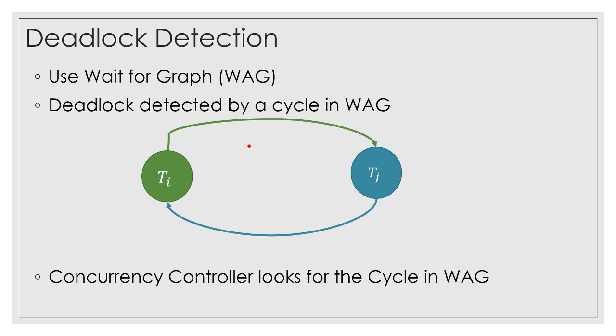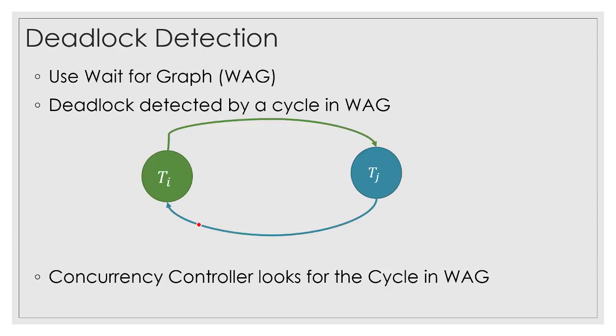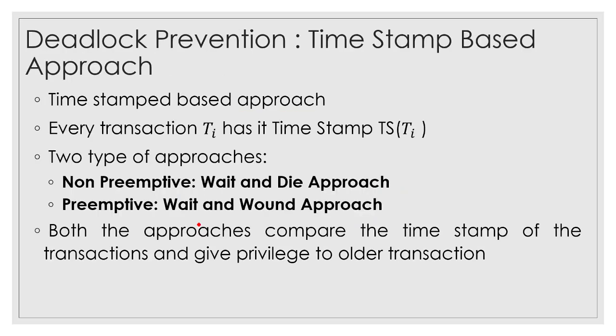The concurrency controller looks for a cycle in the wait-for graph, and if it finds a cycle, it will break the cycle by hampering one of the transactions. So it may stop transaction Tj from being performed, or it may stop transaction Ti. In this way, by violating the condition of no preemption, deadlock detection can be used to break the deadlock in the transactions. The second kind of deadlock handling technique is deadlock prevention.